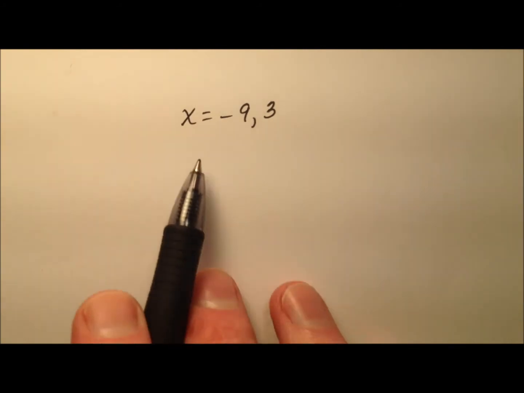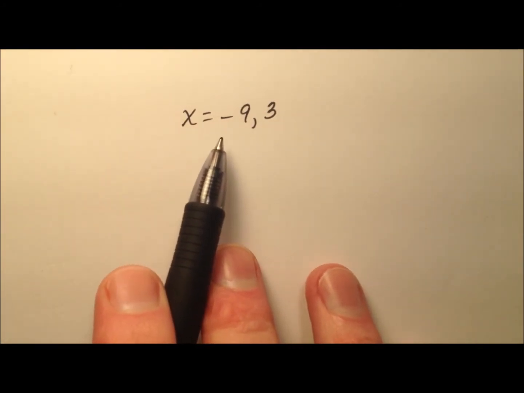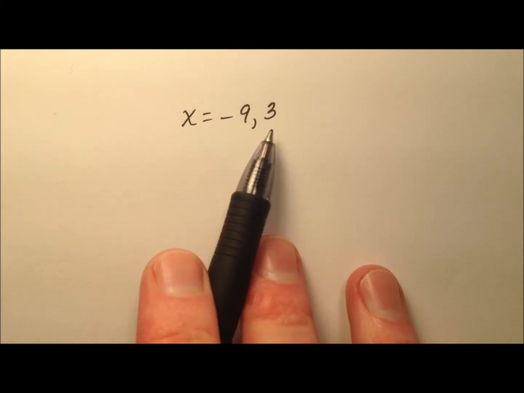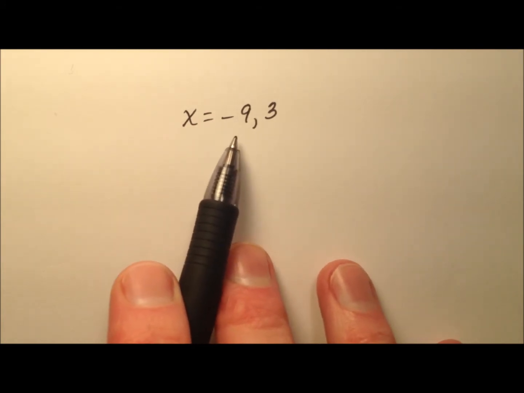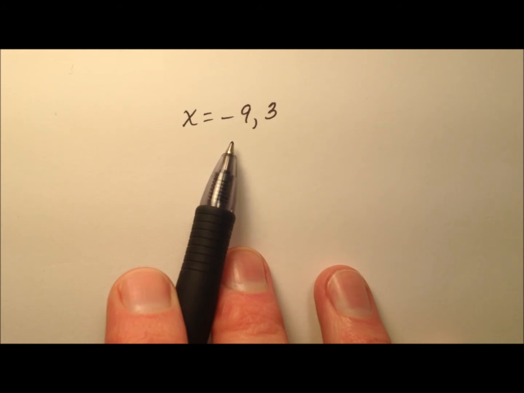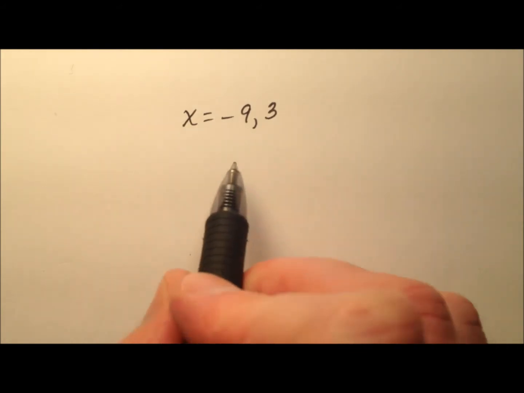In this example, we're going to write an absolute value equation whose solutions are -9 and 3. Well, remember that absolute value measures the distance something is from the origin on the number line. Well, we can actually do a horizontal shift a little bit, so we're not actually measuring from 0 on the number line. We can actually measure from the center of these two values.